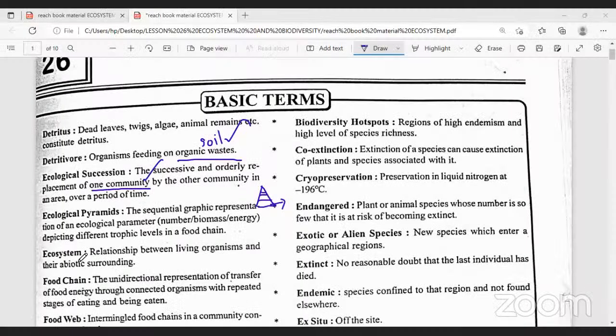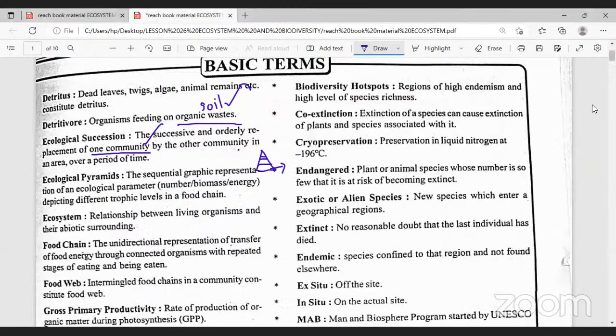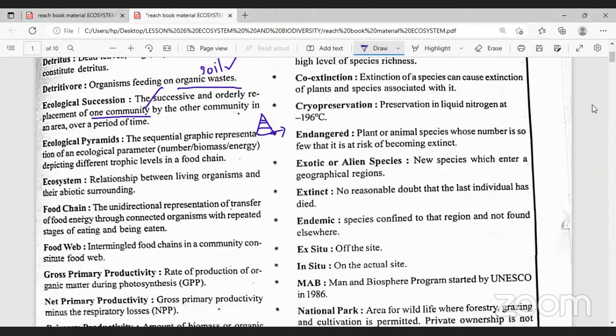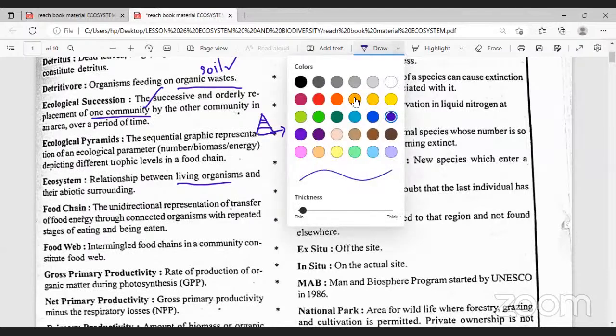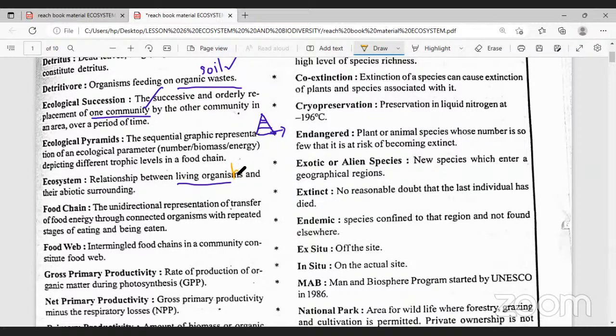And the next one is the ecosystem. That is what we are going to study. What is an ecosystem? Ecosystem is nothing but the relationship between the living organisms and their abiotic surroundings. Living organism is nothing but the biotic component, isn't it, my dear? Biotic means living. So it is the relationship between the biotic and abiotic factors.